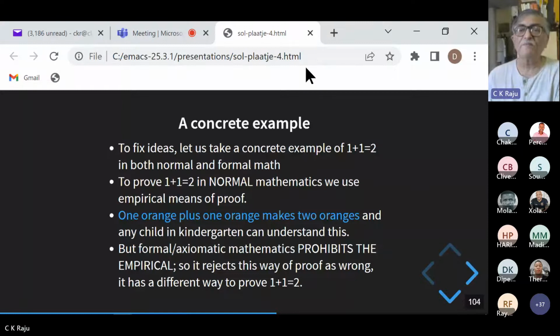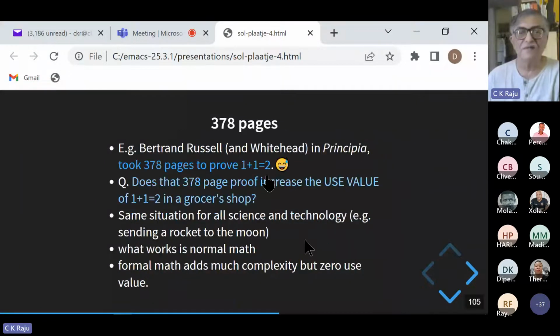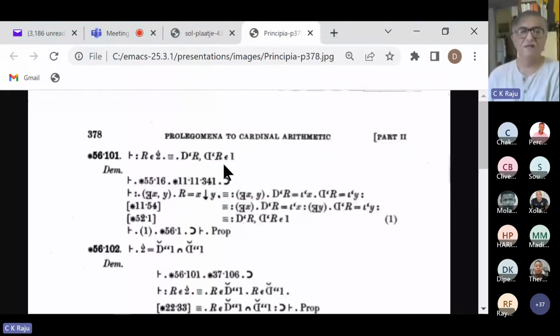But formal mathematics prohibits this. What do? Rejects the empirical. So now we see that Bertrand Russell gave a big proof in 378 pages. And this is the 378th page. Now I want to know how many mathematicians here understand what is there in this one line on this page, 378. And then, well, we'll come back to that.